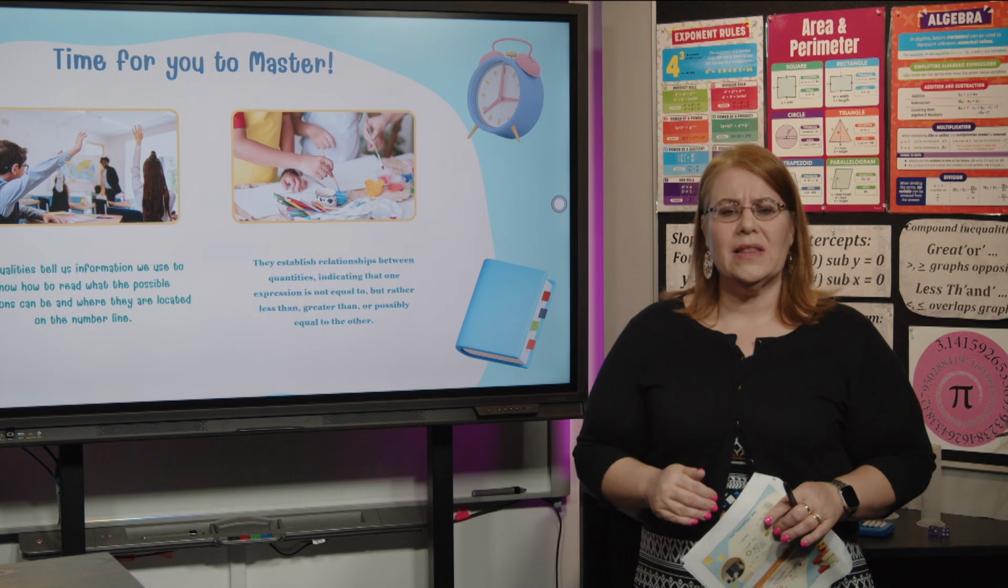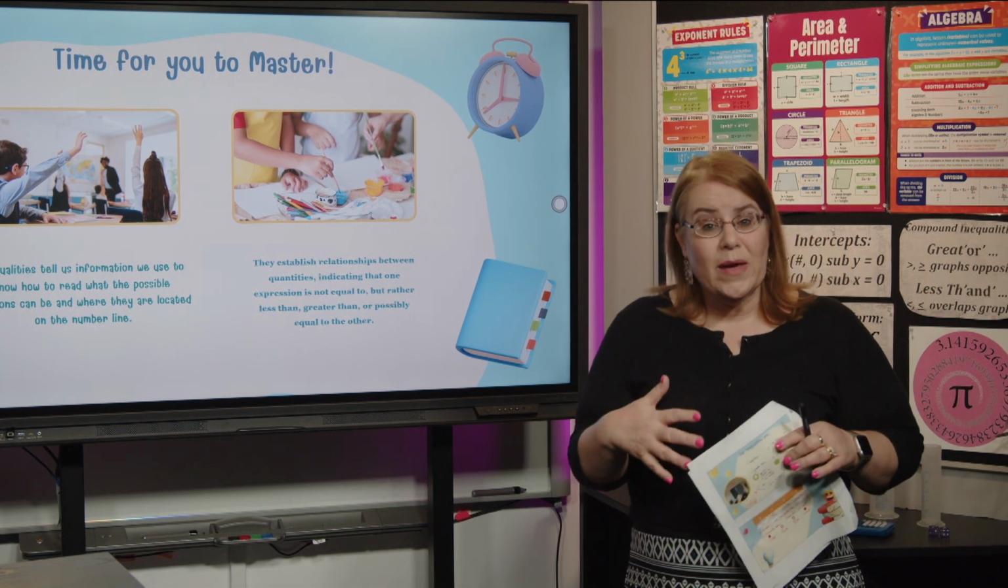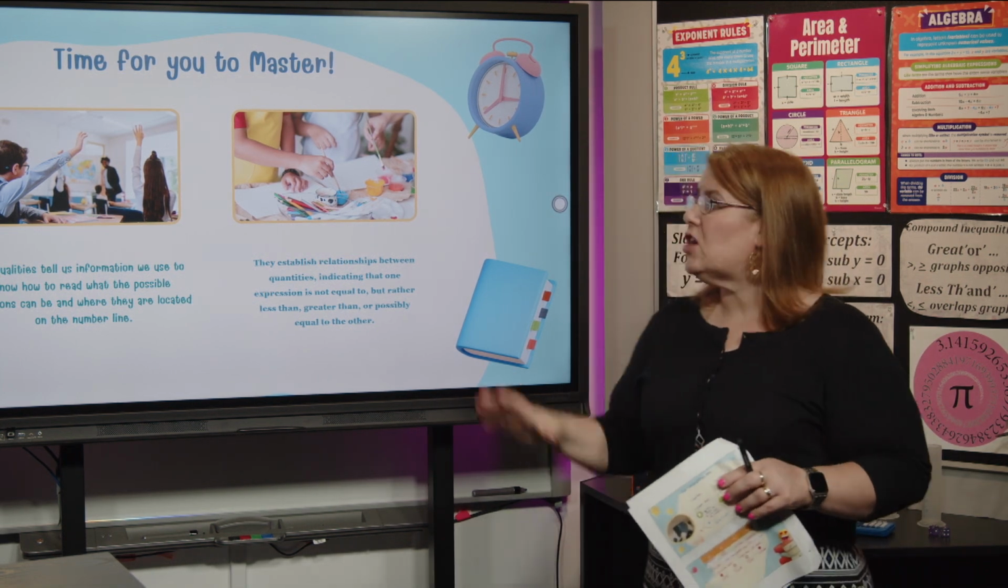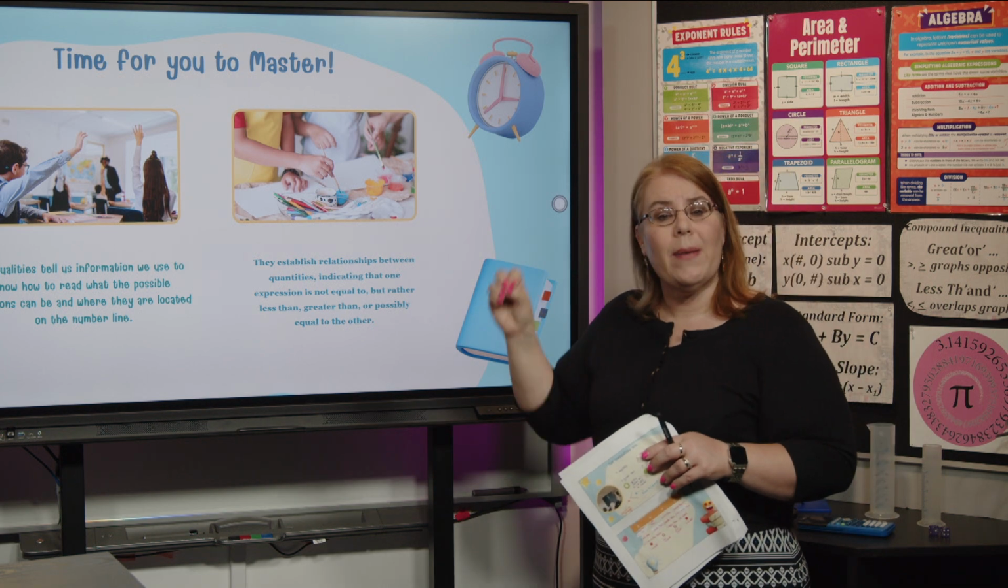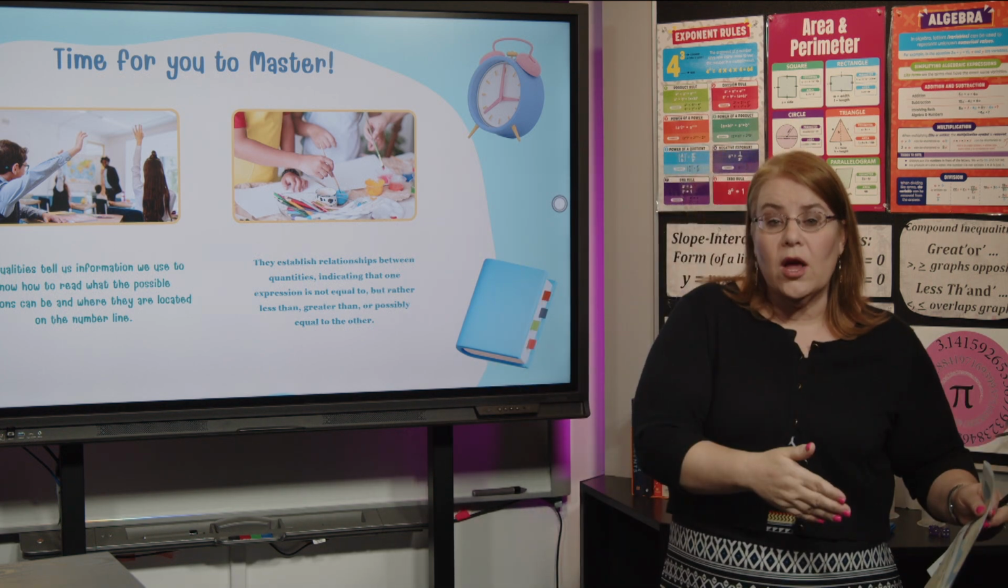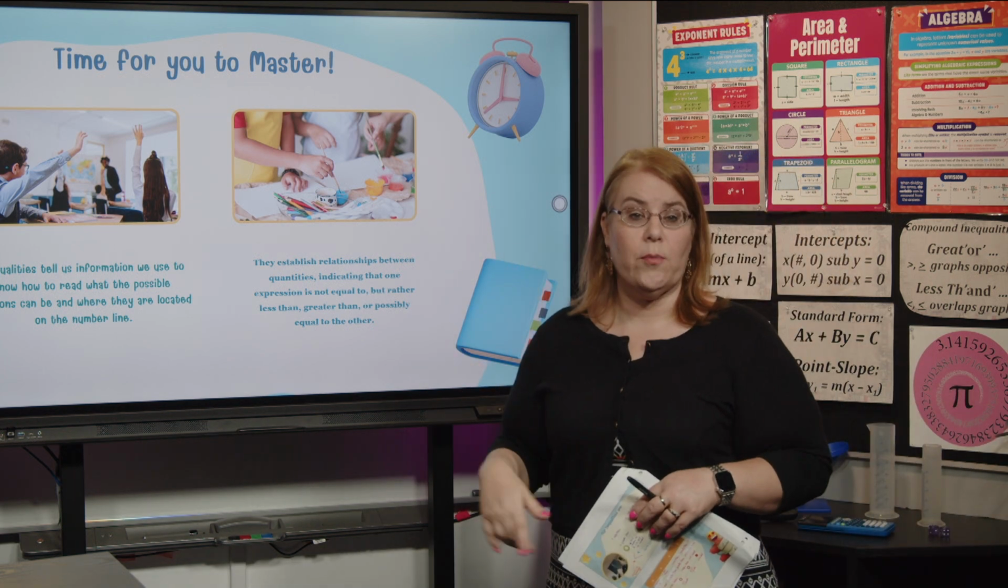Everything in math is about the relationship. It's kind of like us as people. Everything's a relationship. So when we look at these inequalities, we've got to compare the relationship between one number or variable to another number or variable. So let's look.